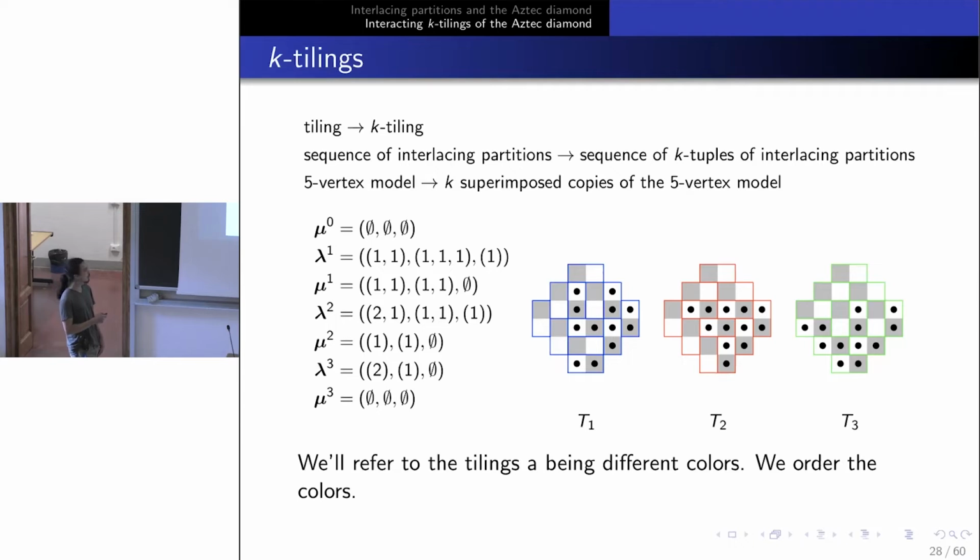And these will interlace in exactly the same way we had before, where the first entry of each tuple will co-interlace and interlace, co-interlace and then interlace. And the same thing for the second and the third and so on. So we'll refer to the tilings as being different colors, and we're going to order the colors from smallest to largest, because the T interaction will depend on the order of the colors.